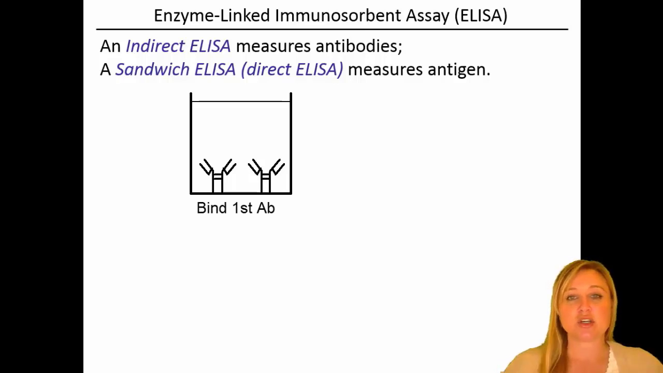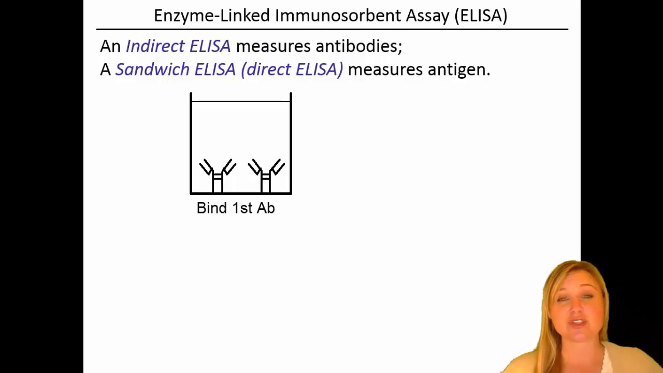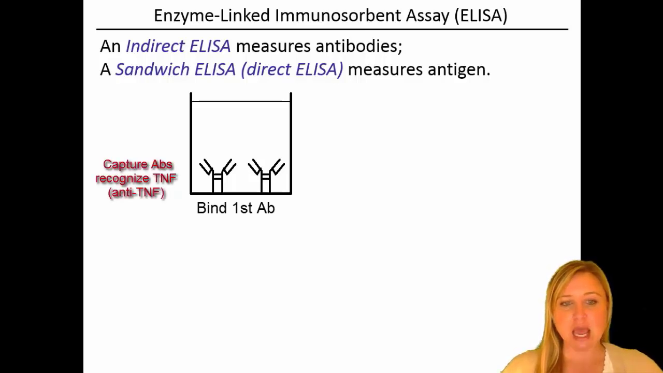So let's say that we're looking for some cytokine found in a patient's blood. Maybe they have rheumatoid arthritis and they're producing too much TNF. So we're going to do an ELISA that looks for TNF. We're going to start by binding our capture antibodies to the plate. These capture antibodies are going to bind to TNF, so they're anti-TNF antibodies. So we bind those first.